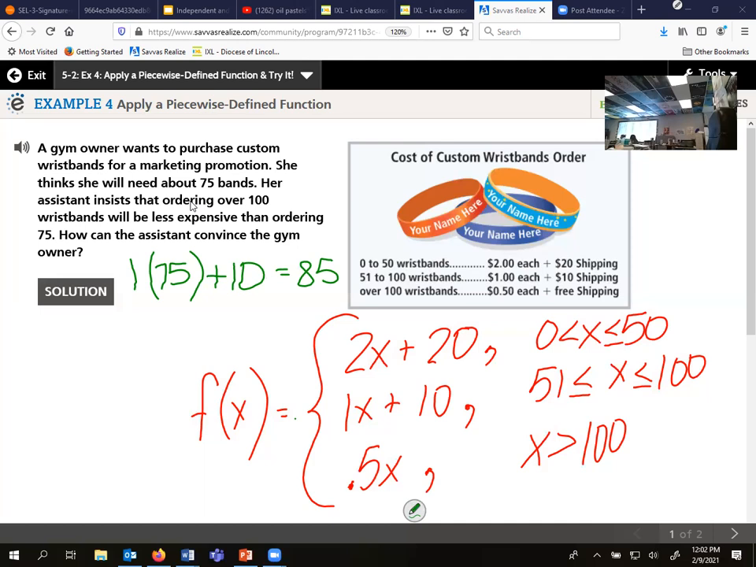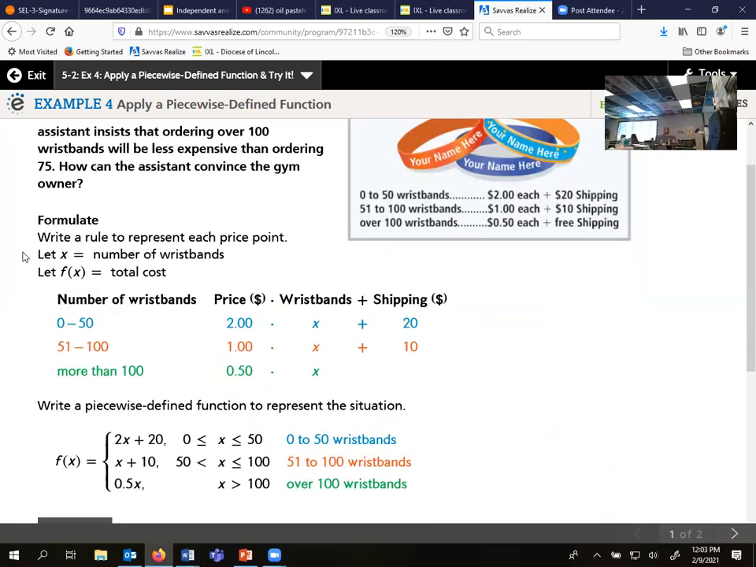Okay, 75 bands. Would that fall into rule number 1, rule number 2, or rule number 3? 2. So 75 is between 51 and 100, right? Okay, so we're going to use this rule: 1 times 75 plus 10. What is 1 times 75 plus 10? 85. Okay, and then is this over 100? So if I say 101, which rule would I use? 1, 2, or 3? 3.